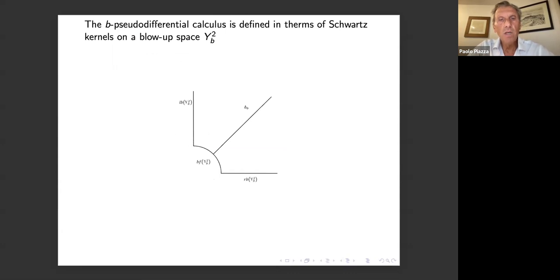And now we look at the b-pseudodifferential calculus. This is obtained by looking at a blown up space.